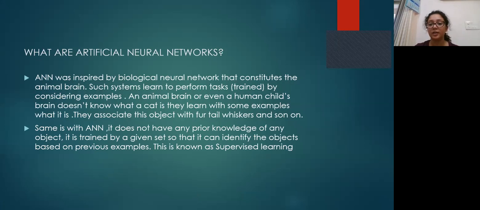And this type of training is known as supervised training. In supervised training, the data set is divided into training data and test data. In training data, we train our artificial neural network and then it gets tested on the test data. So the ANN does not have any prior knowledge of things. It gets to know things through examples. Same way our brain works. We get to identify the objects based on our day-to-day activities.